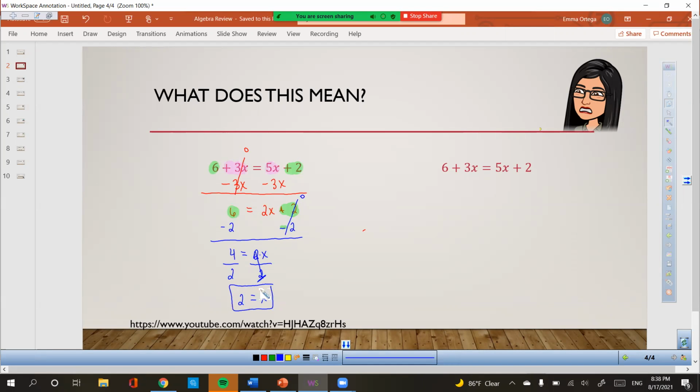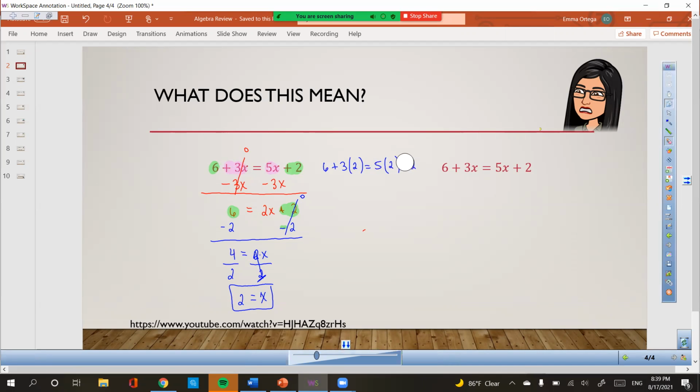And there you go. Once your x is completely by itself, that means that is your answer. So if I were to check again, instead of the x, if I were to put a 2, let's see what we get. I've got 6 plus 3. Instead of the x, I'm going to substitute in a 2 equals 5. And see another x, I'm going to substitute a 2 plus 2.